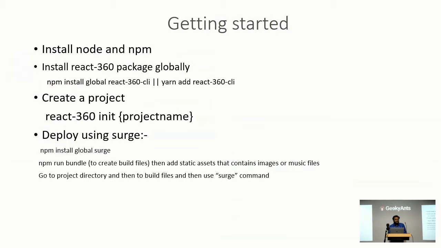Then you can deploy it using Surge. Surge is basically a website where you can host, or where you can get the domain after you push the static build files. So you can install Surge globally using the command, and after that you can copy all the static assets to the build folder, and after that you can use the surge command to get the URL, like the hosting URL.